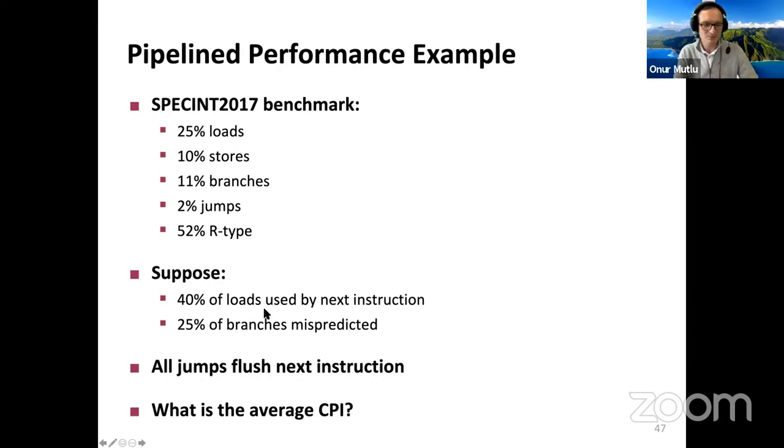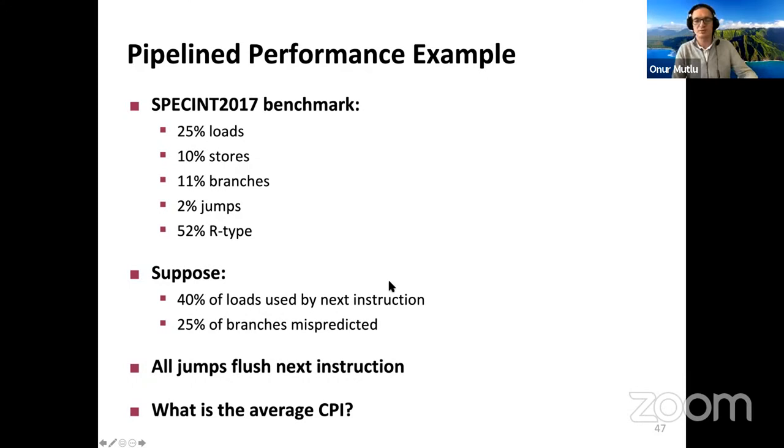And 25% of the branches are mispredicted. And all jumps flush the next instruction regardless, basically, because essentially all jumps are mispredicted in this case, because you always take the target address and you have to flush what was fetched into the instruction fetch stage. And then the next question is, what is the average CPI? If you're given a question like this, it's relatively easy to calculate at this point. Of course, you need to assume the pipeline structure that we discussed.